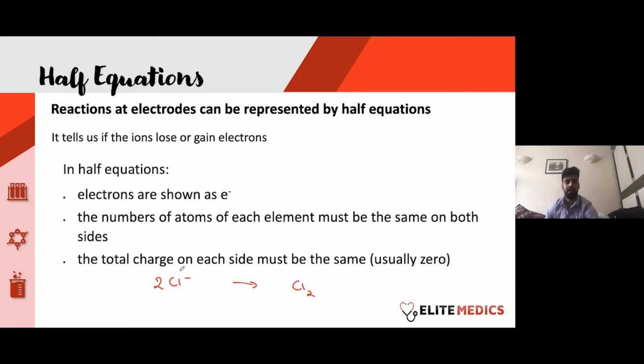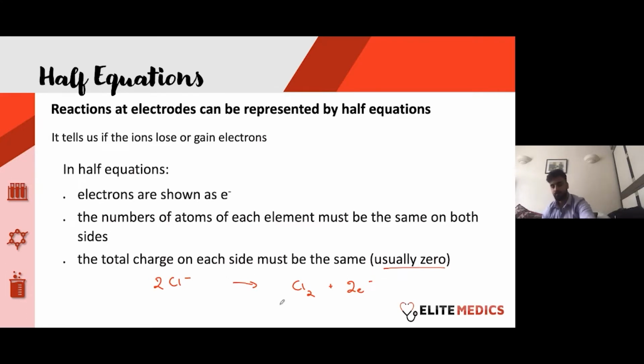I now need to check the charge on either side, right? There's a 2 minus here and there's 0 here. So I need to add 2 negative charges here. The best way to do that is just adding electrons, right? And now is the charge on either side the same? So here you've got 2 minus and here this is 2 minus. So yeah, it's the same. I said it's usually 0, but that's not true because it depends on whatever the half equation is. So I wouldn't worry about usually 0. Just remember the charge needs to be the same on either side.